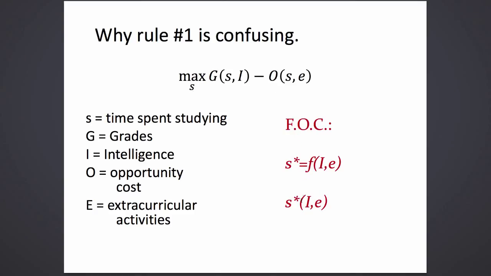So at the end of the modeling process, we get our choice variable on the outside of the parentheses as a function of all of our exogenous variables. So time spent studying is going to be a function of intelligence and extracurriculars. At this point, you can plug in intelligence and extracurriculars and get the optimal time spent studying, but we don't do that at the beginning of the model because we want the person to have the freedom to make their own decision.